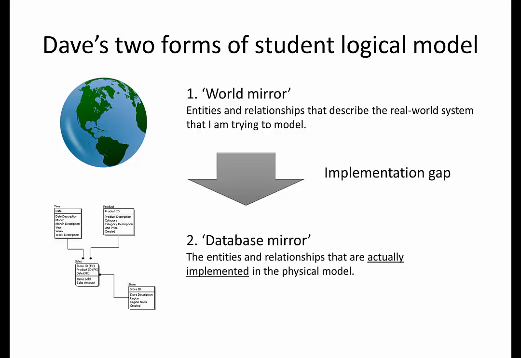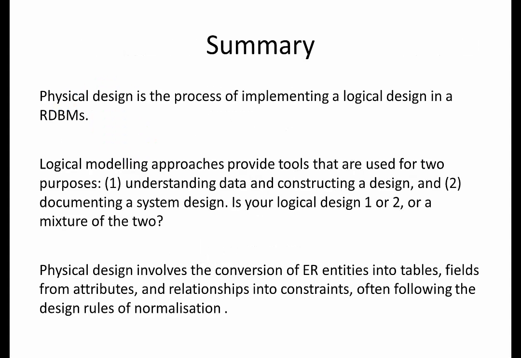There is this difference. Okay, just to summarize, physical design, we know, implementing a model, logical design, a relational database model. Logical modeling provides tools that are used for two purposes. This is what I've just been saying. Understanding the data and constructing a design. So that's the first purpose. That's my world mirror logical model. Understanding the data and constructing design. And two, documenting system design. So it's got two functions, these logical models.